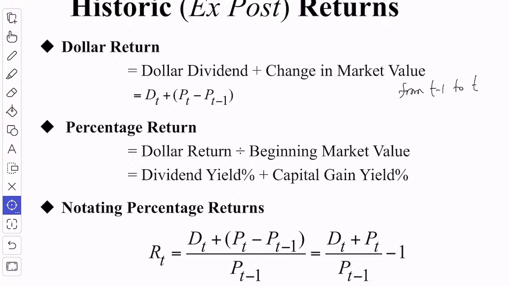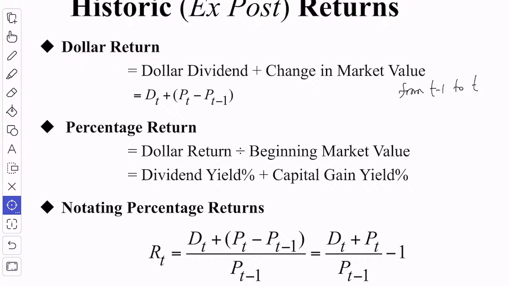So this is the dollar return, the dollar dividend for each share, and the change in market value. So that could be a negative, okay? If speculators or the market perceives the firm as less valuable, the price may have gone down. This could be zero. There could be no dollar dividend. Okay?